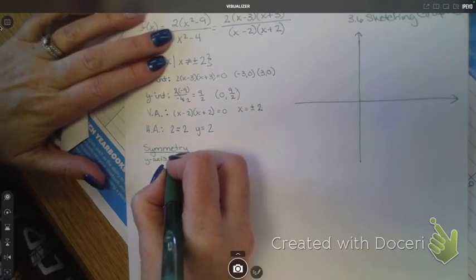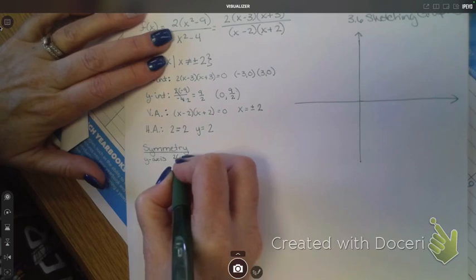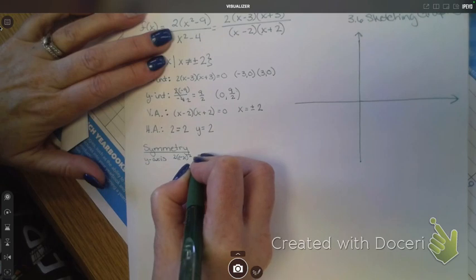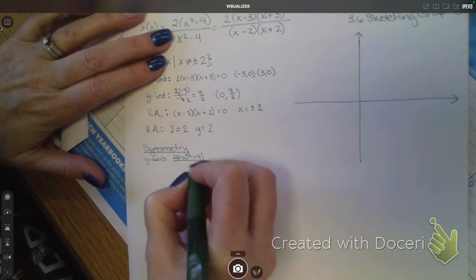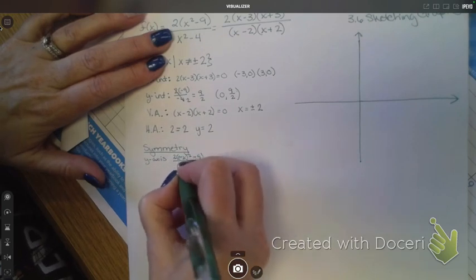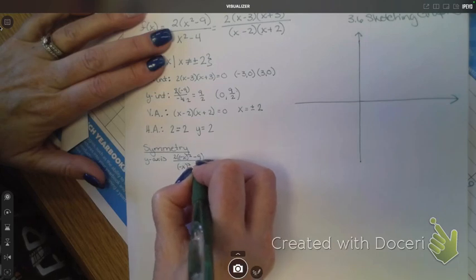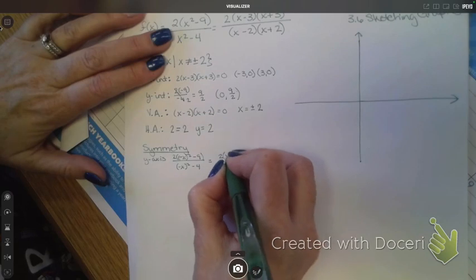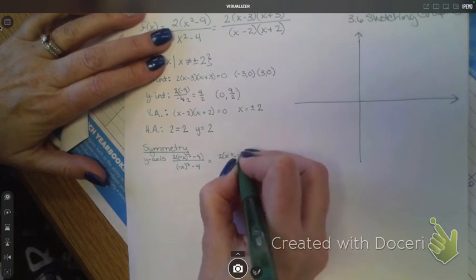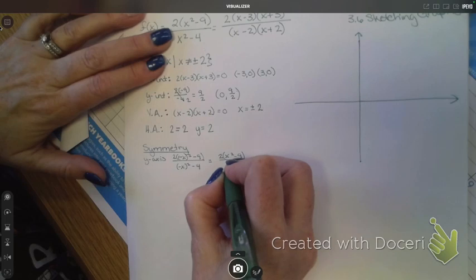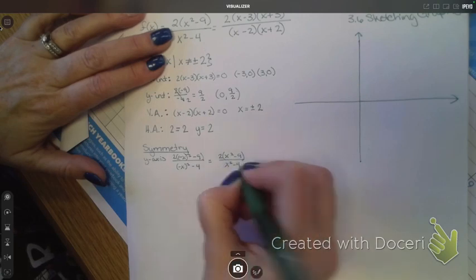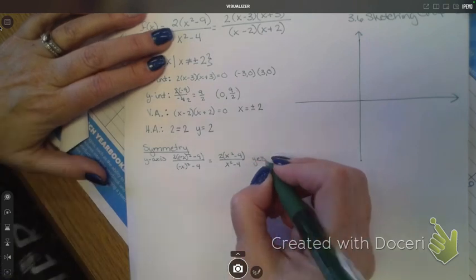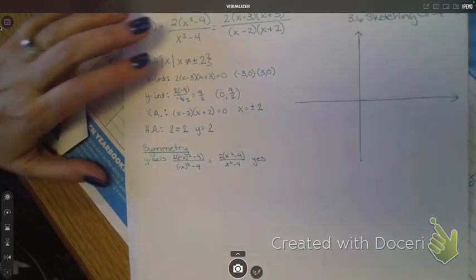I would have 2 times negative x squared minus 9 over negative x squared minus 4. So that would give me 2x squared minus 9 over x squared minus 4. So that's a yes. But it also could be yes on other ones, right? So I have to check all of them.